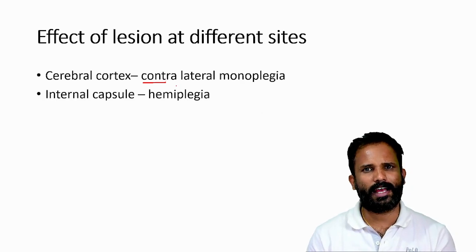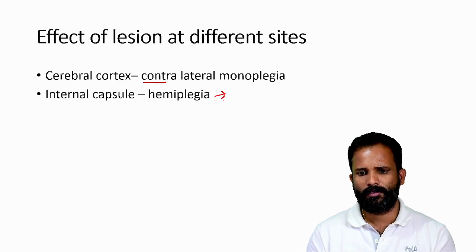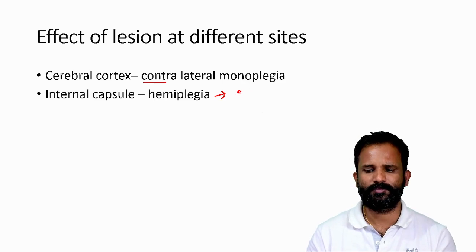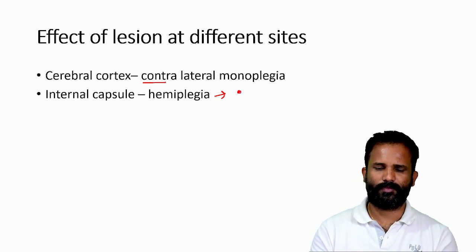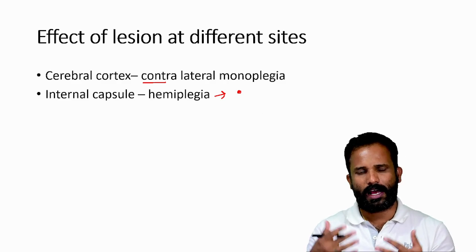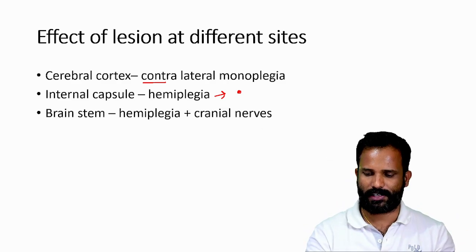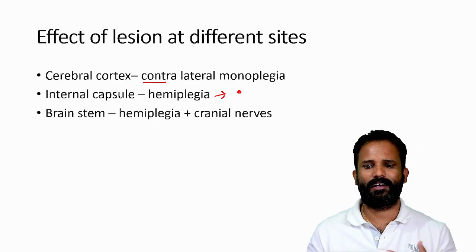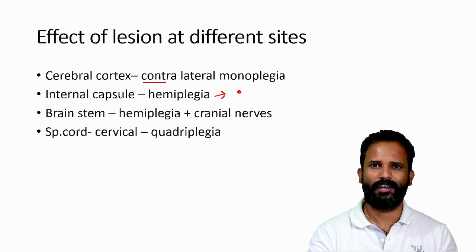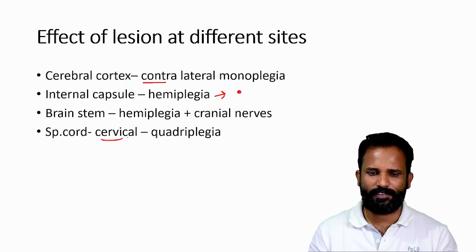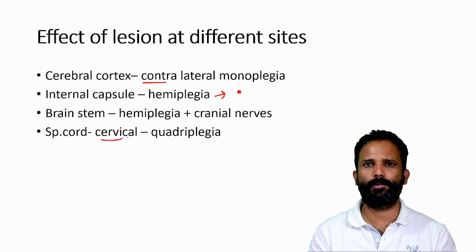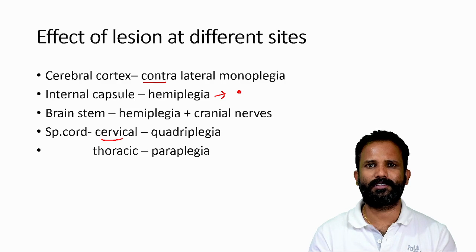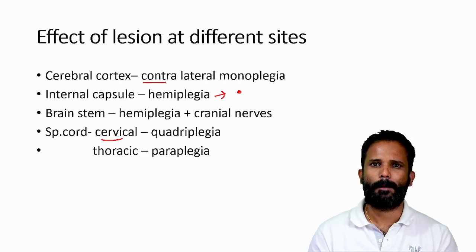And the internal capsule is the common site for hemiplegia because the fibers are a compact bundle here, and it produces contralateral hemiplegia. In the brainstem, hemiplegia plus cranial nerve involvement will be there. If you come to the spinal cord level, if it is cervical, all the 4 limbs will be paralyzed, we call that quadriplegia. In the thoracic segments, the lower limbs are involved, we call that paraplegia.